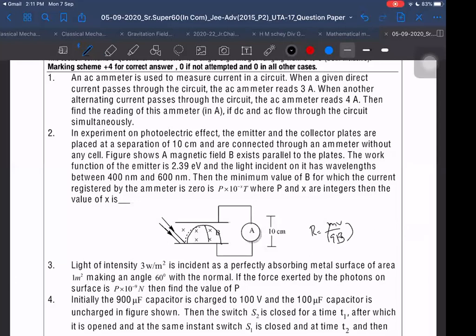Sir, MV we can get by using the formula half MV square. First, half MV square is equal to hf minus phi. From here I can write this as P square by 2m, and then I will get P. I get P from here, and that P I will put here. Then I will get the radius of this path.